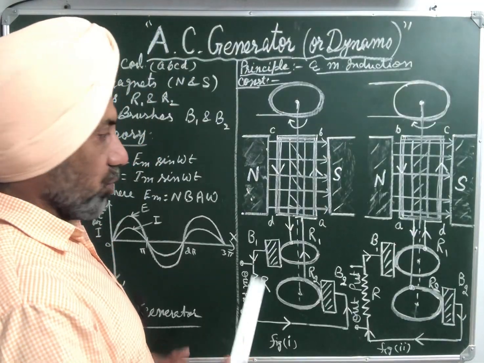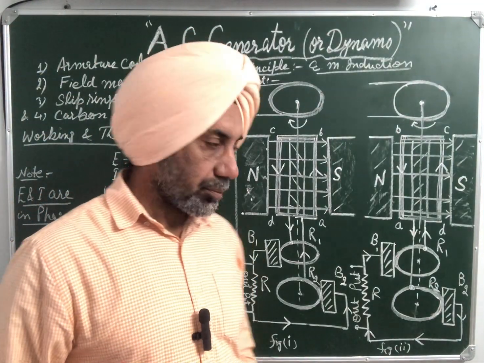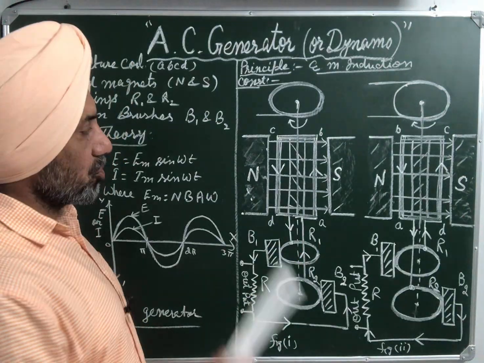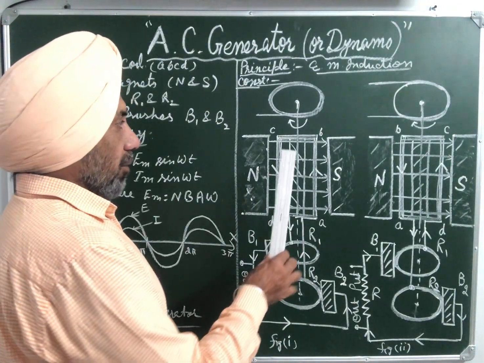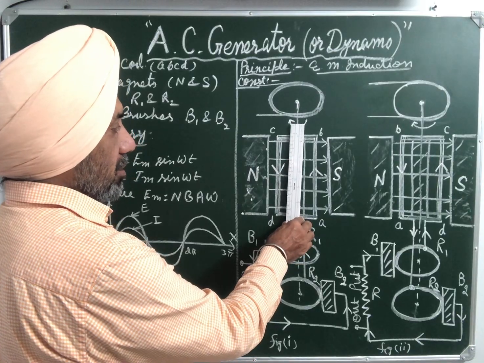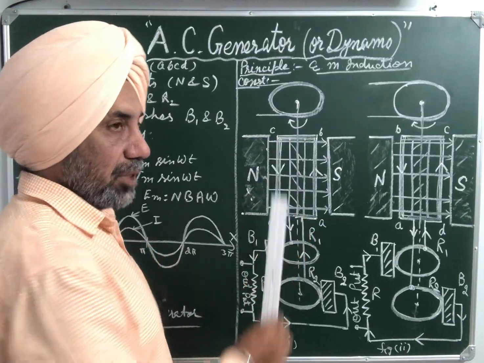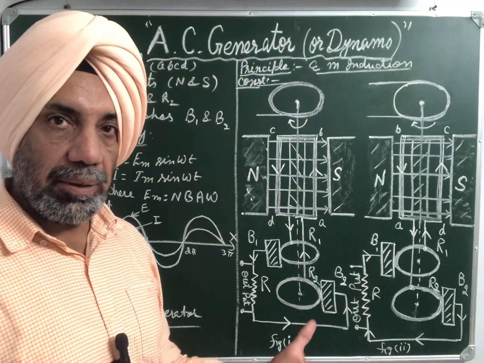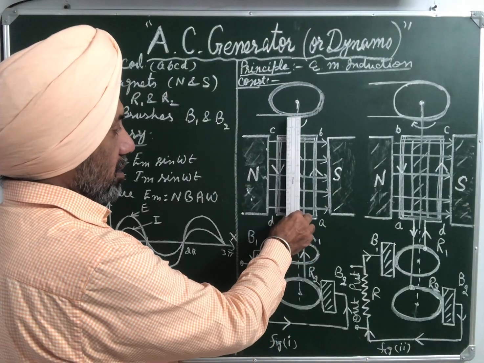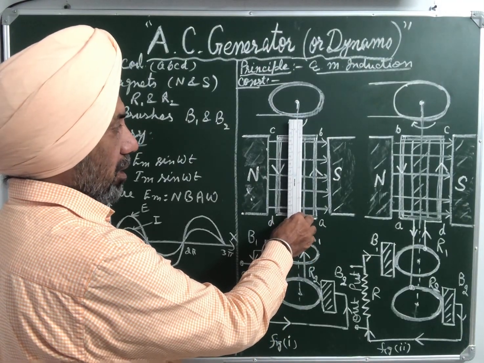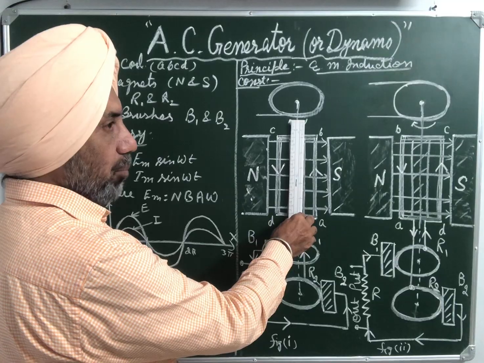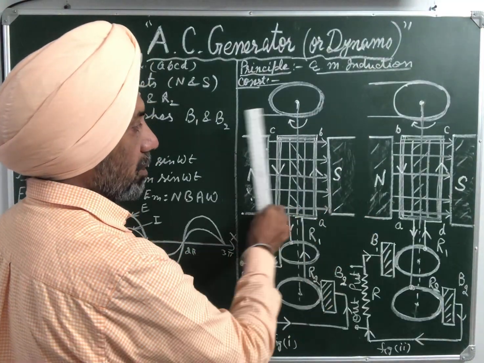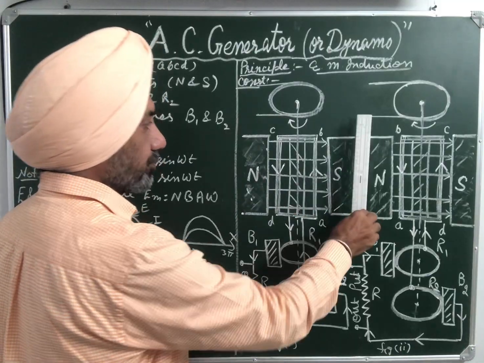Now, what is working and theory? So first of all, look at this figure number 1. First of all, what we see, when this coil is in the plane of the board, you can say in the plane of paper, that is magnetic field is also in the plane of board from north to south.